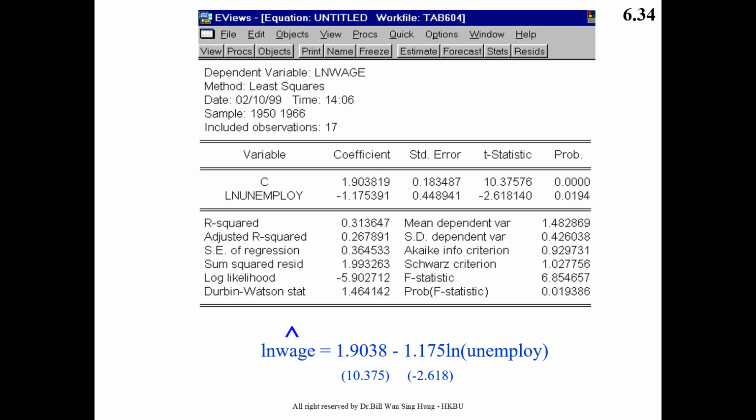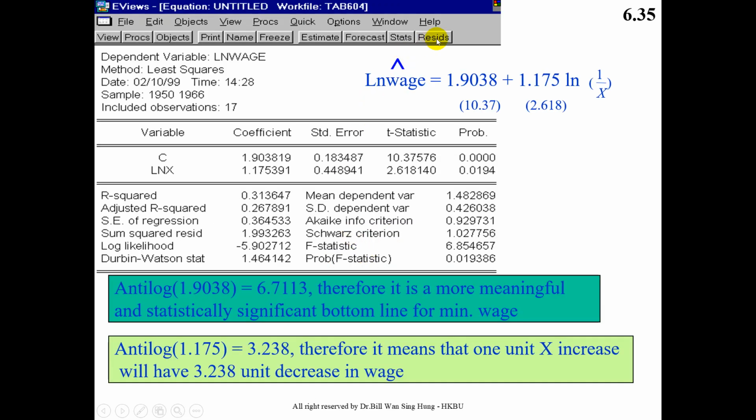This is the output of here natural log of wage and natural log of unemployment. This is double log. So here is the estimated model, and other statistics are here, and this is again natural log of wage. Its constant is 1.90, and this is the natural log of reciprocal 1 divided by unemployment rate, and its coefficient is 1.175. These are the t values.